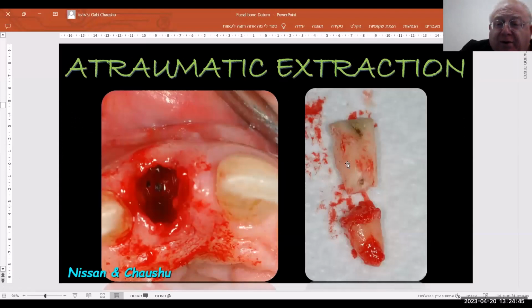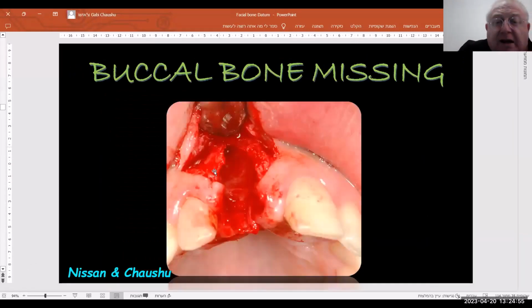So we are very brave and managed tooth extraction without raising a flap. But when we actually felt the buccal bone dehiscence, we decided to raise a minimal flap. And here you can see actually the buccal defect.